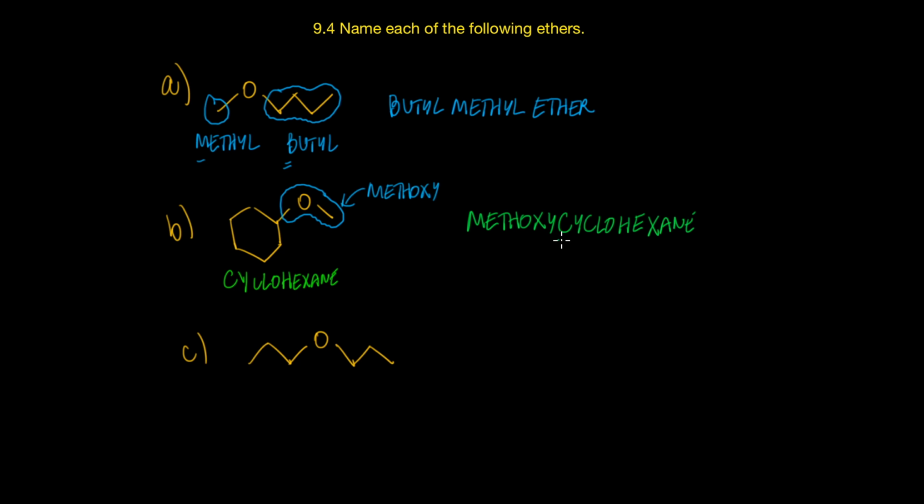Okay, so cyclohexane is the parent group, and methoxy is the substituent that's attached to the ring.